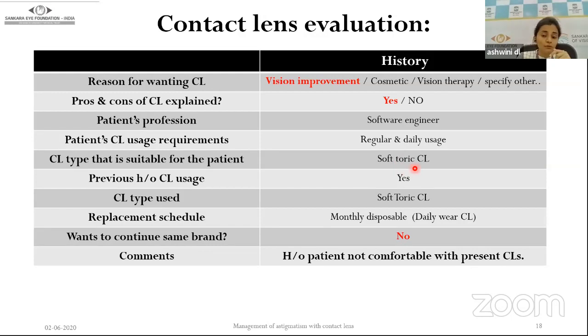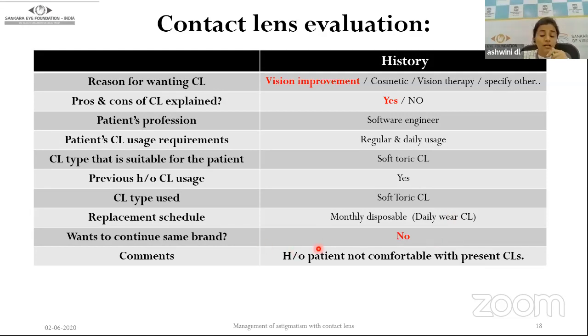Also, the patient had a history of using soft toric lenses, so we went on with the soft toric. The patient also had a history of using contact lenses for the last 1 month, and that was also soft toric. We preferred monthly disposable, which is the replacement schedule, and the wearing modality was daily wear contact lenses.